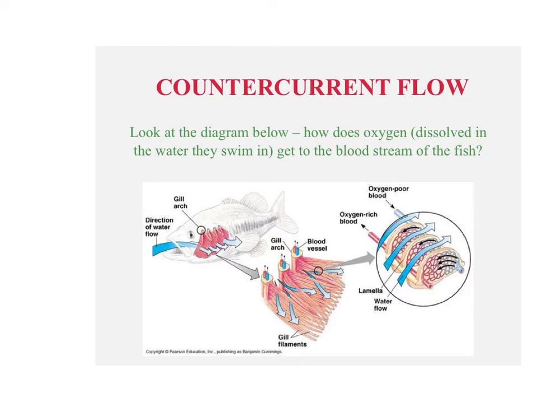So have a go at looking at this diagram. I just want you to make a couple of notes. How does oxygen, which is dissolved in water, get into the bloodstream of fish? Look at the picture, maybe start over here and then work your way from left to right. Pause, spend a couple of minutes looking at this and play again when you are ready.